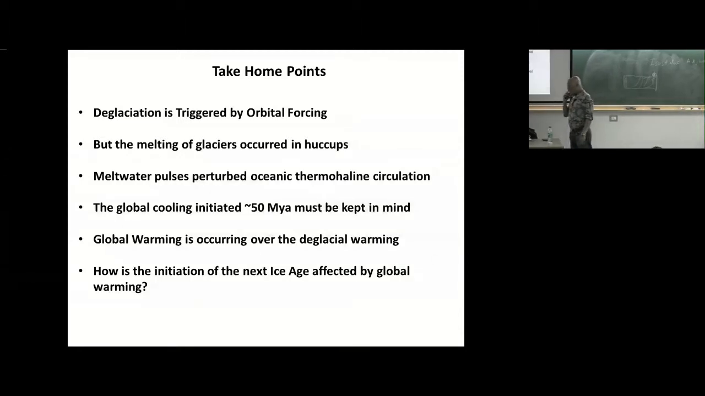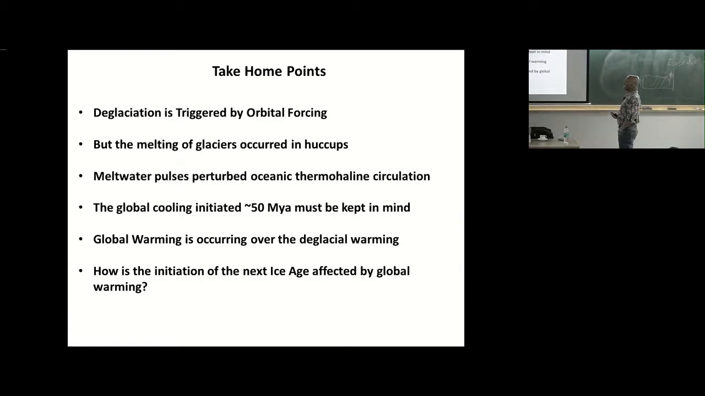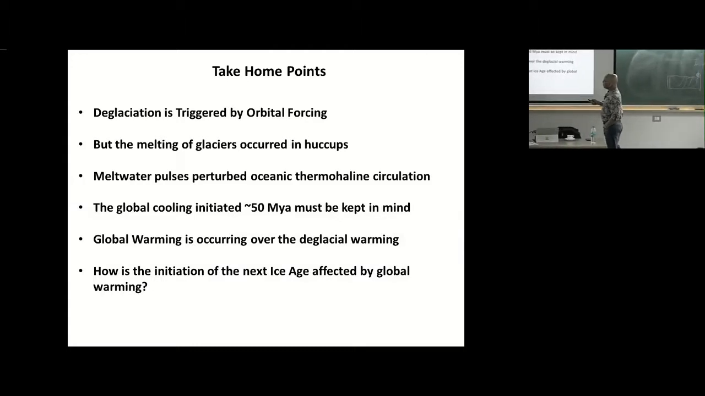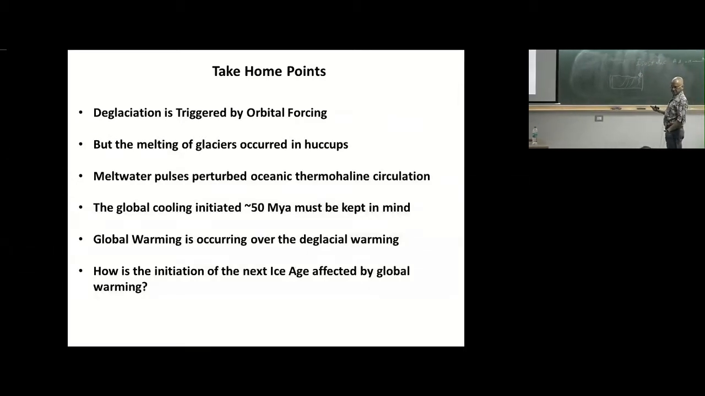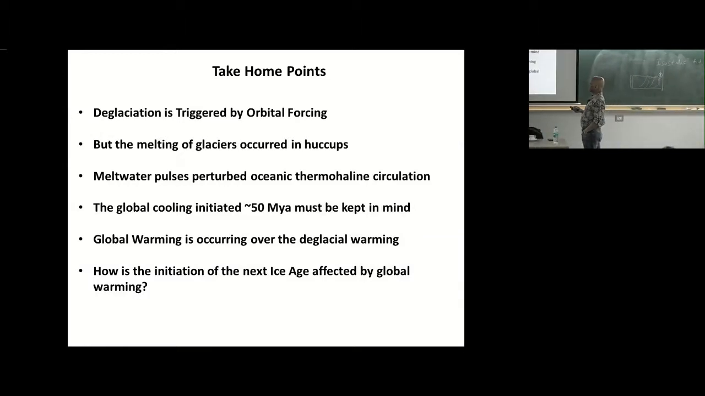So we finished the deglacial, glacial. The main point to remember there is that deglaciation, the last one that we focused on, is triggered by orbital forcing. The melting of glaciers didn't occur monotonically. So we had, for example, the Younger Dryas, which recooled suddenly around 12,000 years ago. Meltwater pulses perturb the ocean thermohaline circulation. This is important in the global warming context because we are in a deglaciation phase and Greenland is melting pretty fast. We'll look at that later on when we look at modern climate change.